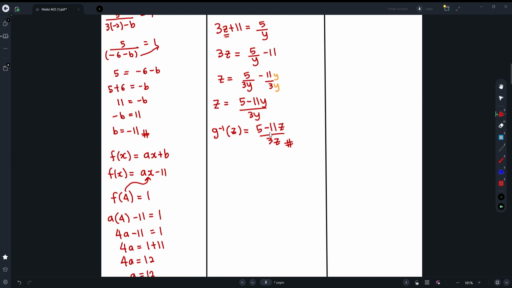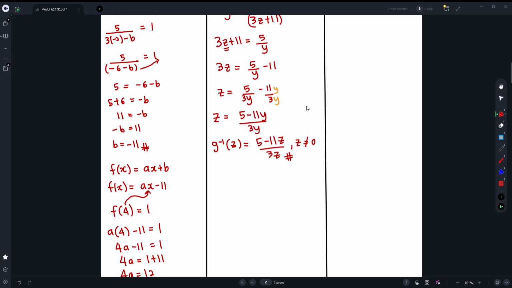Whenever you give an answer as a fraction, a fractional function, you have to mention this particular value. In this case, I cannot put 0 in the position of z because that will make the function undefined. So always indicate that undefined value as an addition to your final answer.